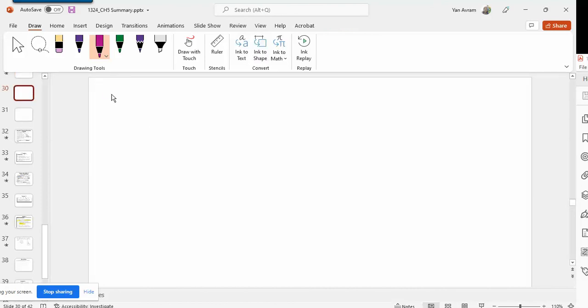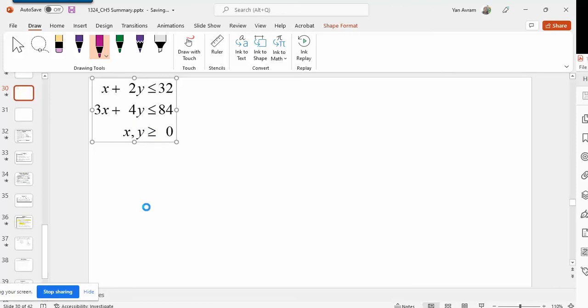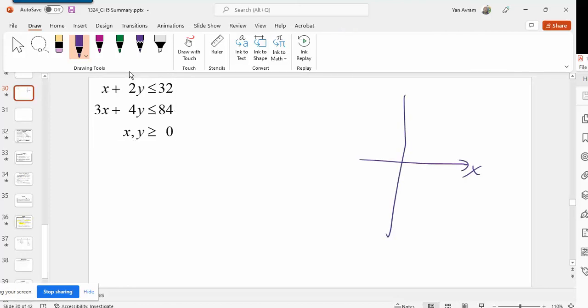So let me copy this to here, and let's graph this first. Graphing this is very similar to the one we did earlier. Since x and y have to be greater than or equal to 0, we're just going to graph in Q1, the first quadrant only. This is L1, this is L2. For L1, I make a table of x and y. When x is 0, we have 2y equal to 32, so y will be 16. When y is 0, x must be 32.